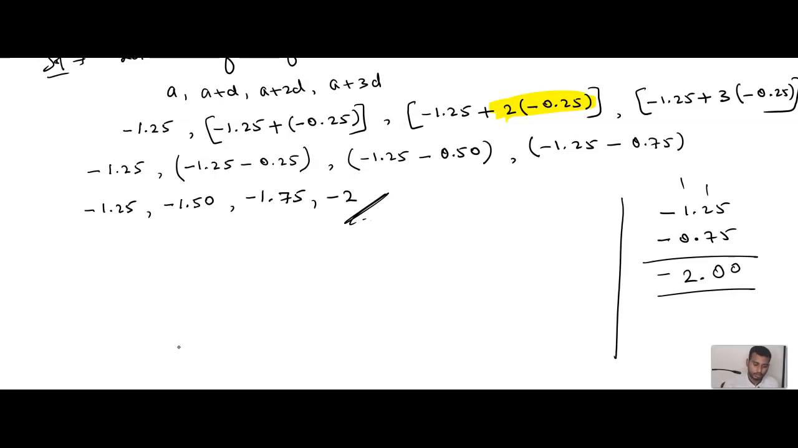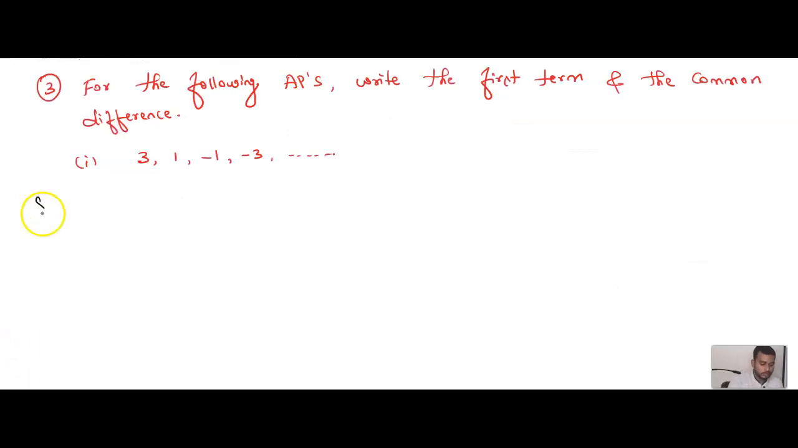Copy down this question. Yes, children, you can see here question number 3. What is the question being asked here? For the following APs, write the first term and the common difference. They have given the AP. He has already said that it is in AP. Now we need not cross check whether it is in AP or not. Is this clear? Now here we need to find the first term and common difference.